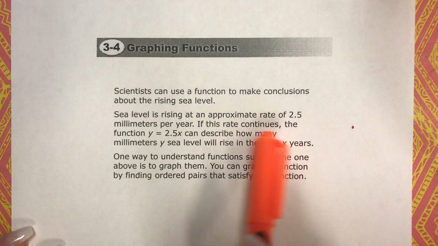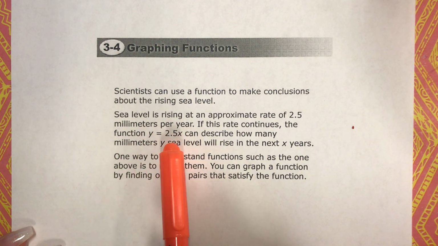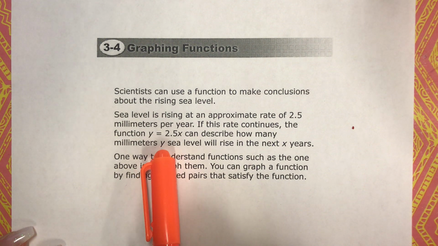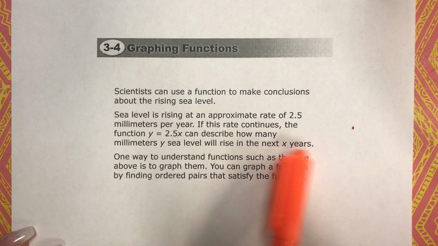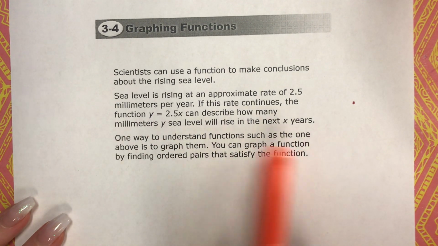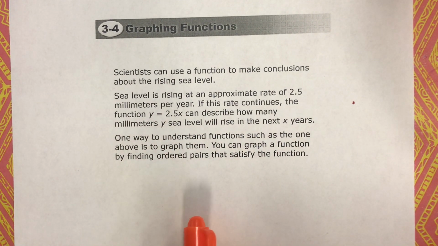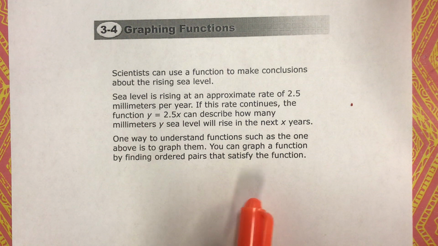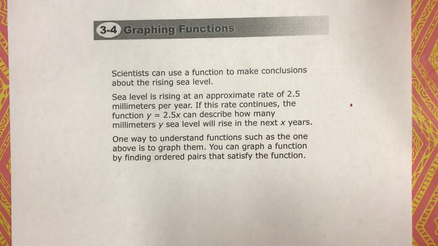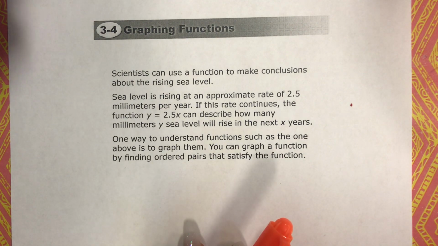If this rate continues, the function y equals 2.5x can describe how many millimeters y sea level will rise in the next x years. One way to understand functions such as the one above is to graph them. You can graph a function by finding ordered pairs that satisfy the function. And so that's what we're going to do in our first example.